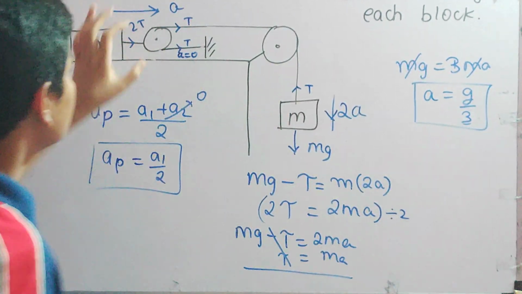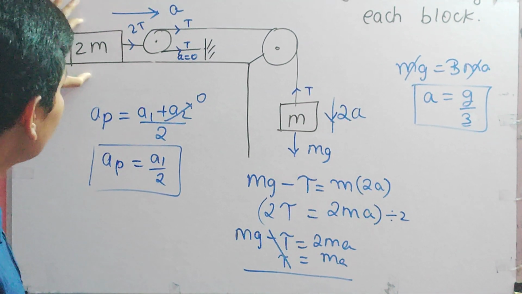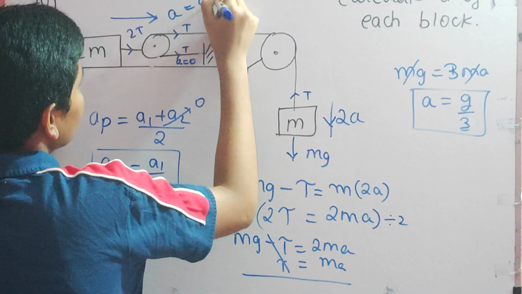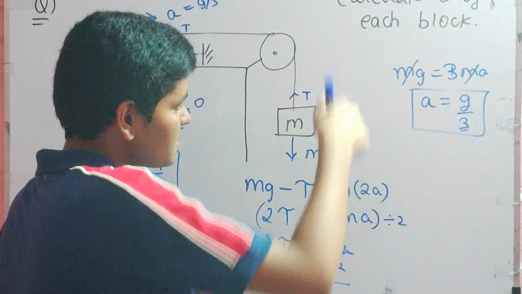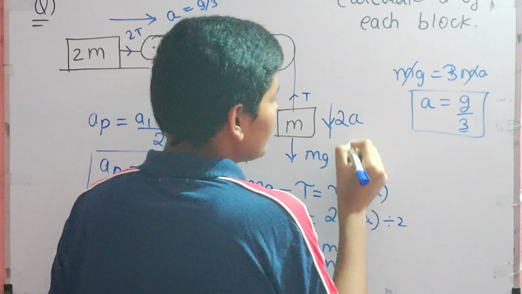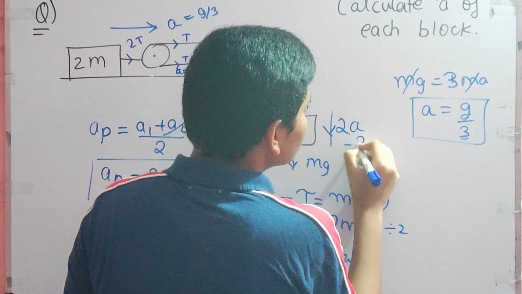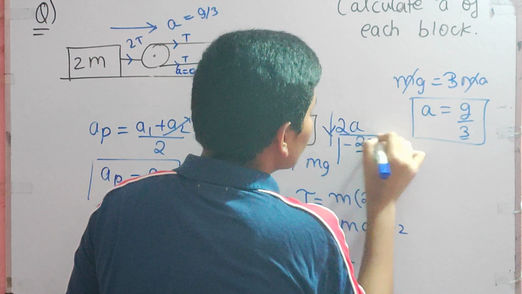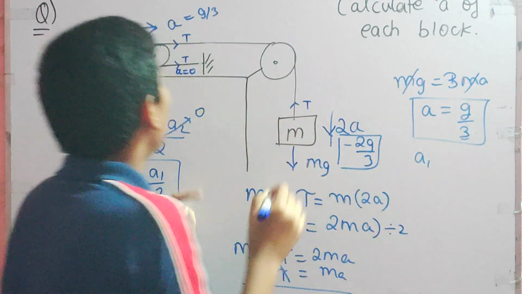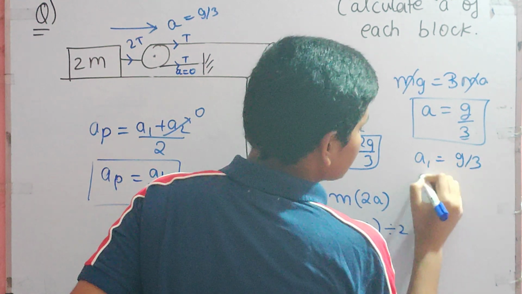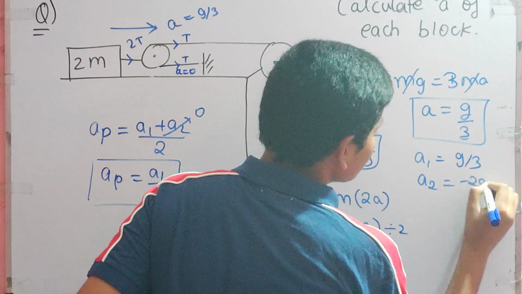It means that this block will move with an acceleration g by 3 to the forward. Here it is g by 3. But for this block, it is moving downwards. So first of all, it will become minus. Second, it is 2a. So 2a means minus 2g by 3. So acceleration of block 1, this block, is equal to g by 3, and acceleration of block 2 is equal to minus 2g by 3.